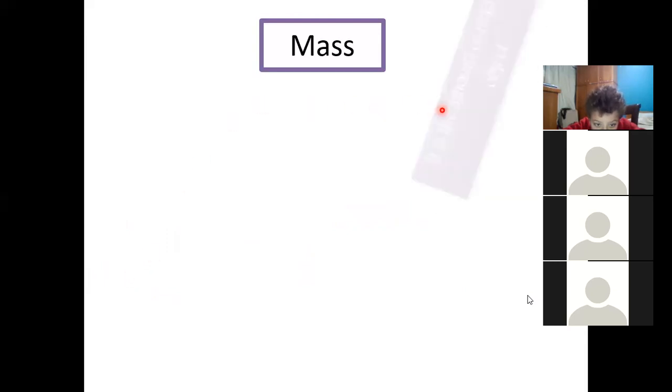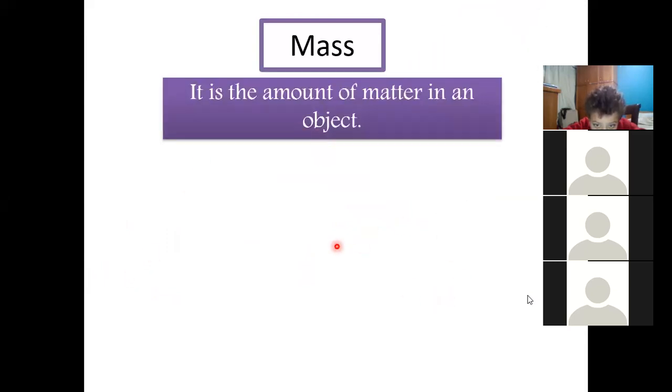And this is what I mean by the amount of matter in an object. The mass is how much matter is inside any object. And in the case of your bag, the matter that I'm talking about is the number of books inside your bag. Do you understand? So this means that your mass never changes.